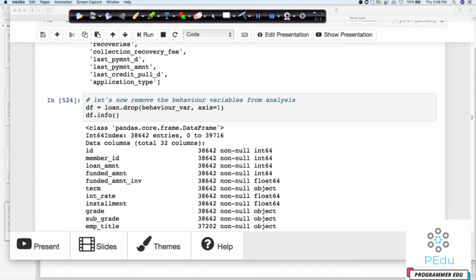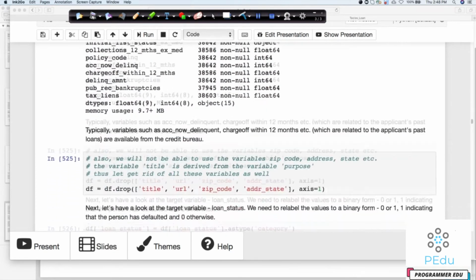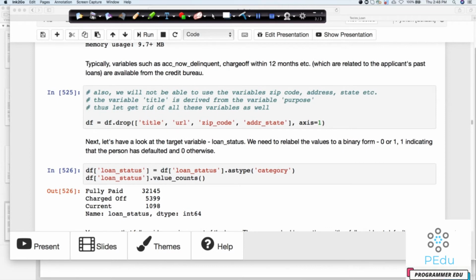Now let's drop all these behavior variables because we don't need them, and now we have reduced our columns a lot. Now there are a few more which are probably not that useful. For example, if you look at the zip code, how can that be useful? No, right? Similarly, you could have a URL or title. If you look at the purpose column, the title column can actually be derived from it. So maybe you don't need it, okay?